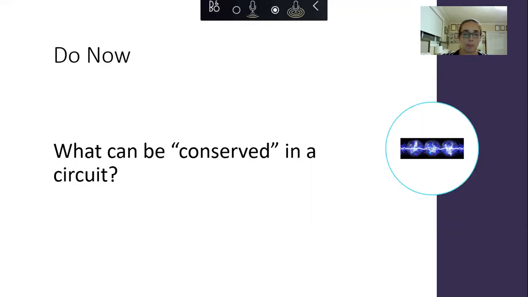Alrighty, I'm not going to answer this for you right now. The reading that we're going to be doing will shed light on what exactly is conserved within the circuit. We talked about conservation of charge at the beginning of this unit, so you probably thought about that. You're heading in the right direction, but there's a little bit more to it that you'll be discovering in the reading.